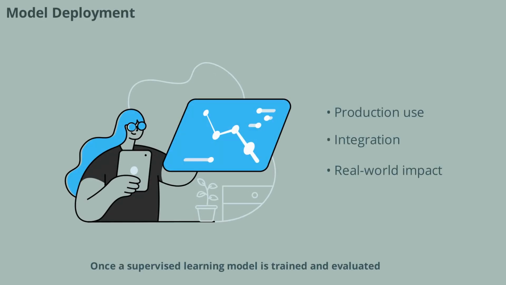Once a supervised learning model is trained and evaluated, it can be deployed into production. Deployment means integrating the model into real-world applications, such as websites, mobile apps, or business systems. The model then makes predictions on new data, providing valuable insights or automating decisions.